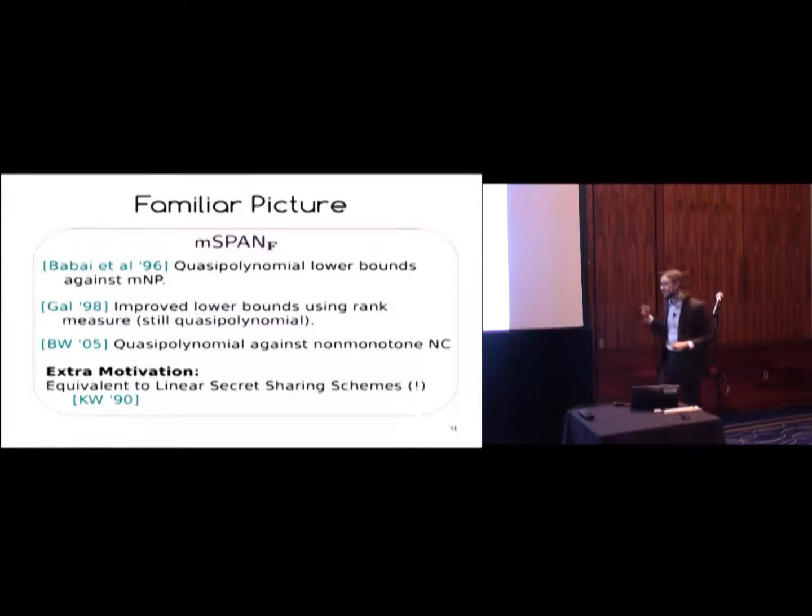And monotone span program size is equivalent to linear secret sharing scheme size. So there's a natural way to sort of go back and forth between the amount of information you need to share in a linear secret sharing scheme and a monotone span program computing a related function.